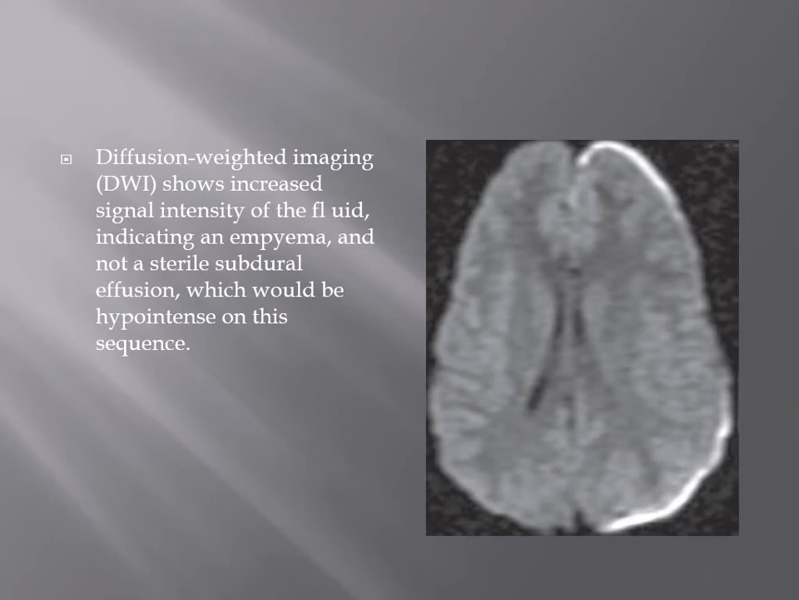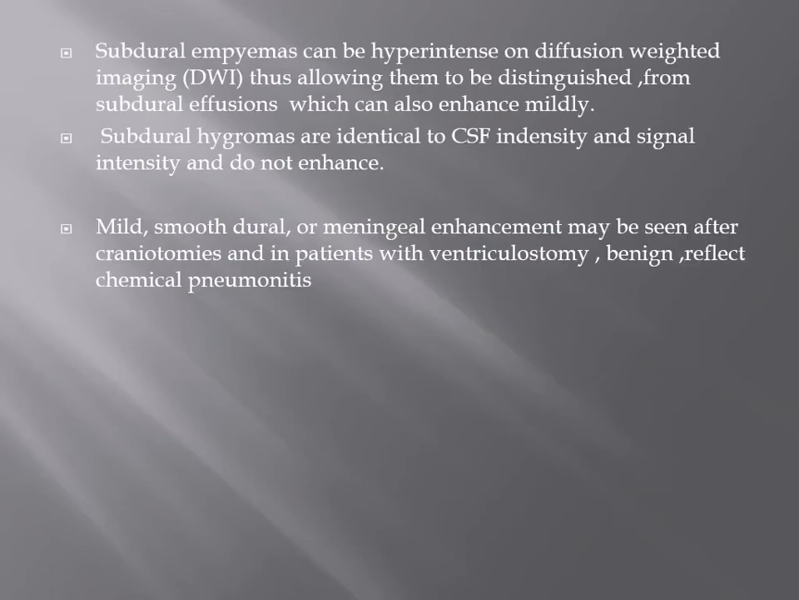The same patient, diffusion weighted imaging shows increased signal intensity of fluid, indicating empyema and not a sterile subdural effusion, which would be hypointense on this sequence, diffusion weighted. Subdural empyema can be hyperintense on diffusion weighted imaging, thus allowing them to be distinguished from subdural effusion, which can also enhance mildly. Subdural hygromas are identical to CSF.